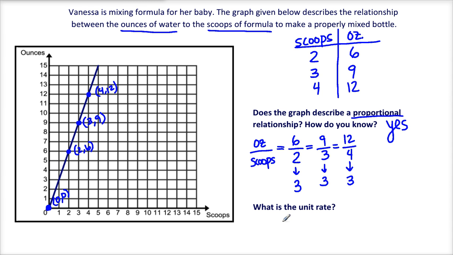Now, the next question says, what's the unit rate? Now remember, a unit rate means we want to know how many ounces per 1 scoop. So in our ratio, we just want to know how many ounces per 1 scoop. So I can use any one of these lines to help me figure it out. But let's say I use the point 3, 9. So ounces on top, so 9 ounces, I know combines with 3 scoops.